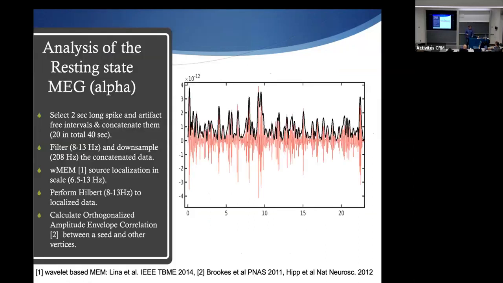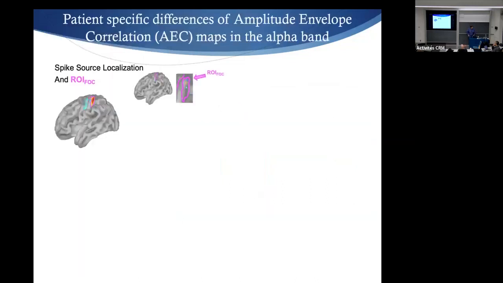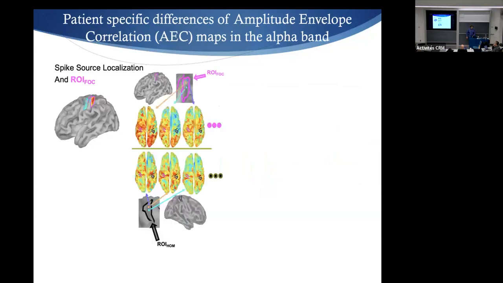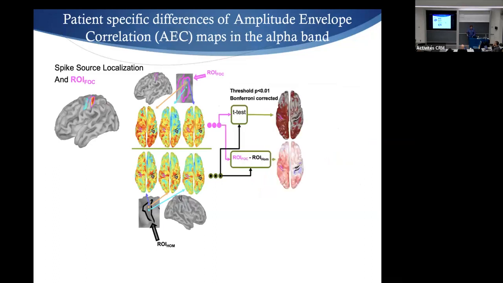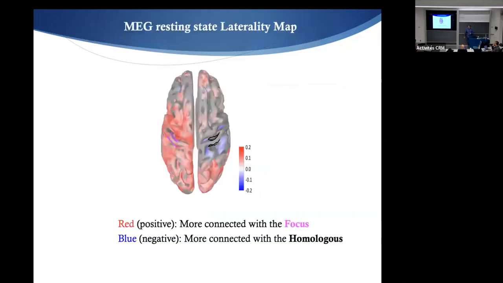So I localize resting state ongoing activity, typically in the alpha band. I take the envelope of the alpha band using Hilbert, and then I do correlation of this envelope. I'm orthogonalizing it to remove the zero lag. If I take different points in my focus, I get a connectivity map for every point, and a connectivity map for all the points on the contralateral side. Then I compare them using a t-value and a threshold t-value, so I get what I call the laterality map.